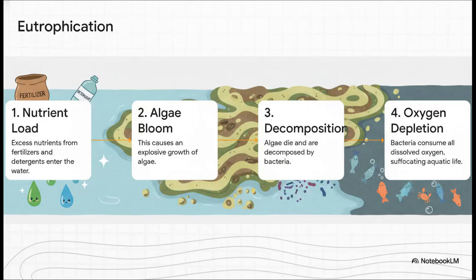And you know, a very similar process is called eutrophication. But this time, it's not started by sewage, but by nutrients, things you find in fertilizers or detergents. These cause a massive, explosive growth of algae, an algae bloom. But here's the catch. When all that algae eventually dies and sinks, the same thing happens. Bacteria move in to decompose it, they suck up all the oxygen, and the whole aquatic ecosystem just crashes.